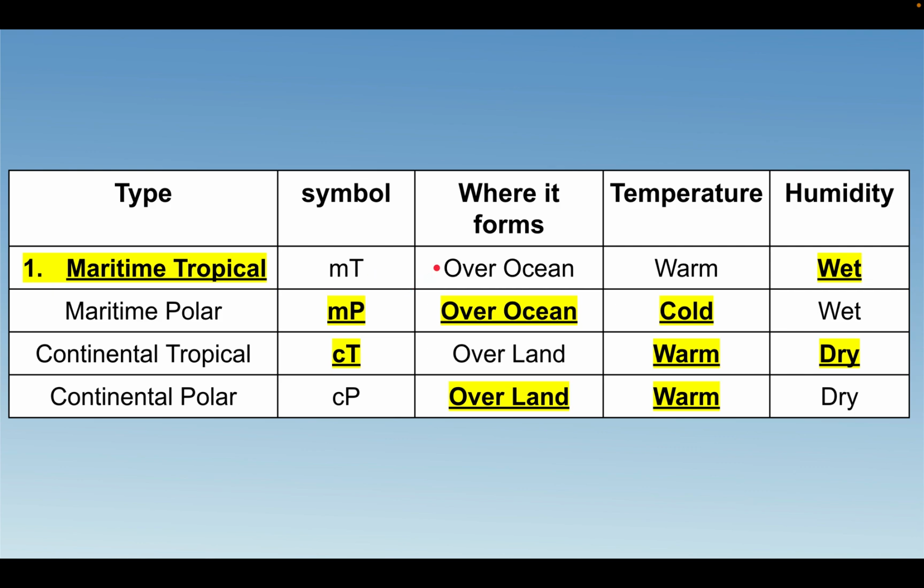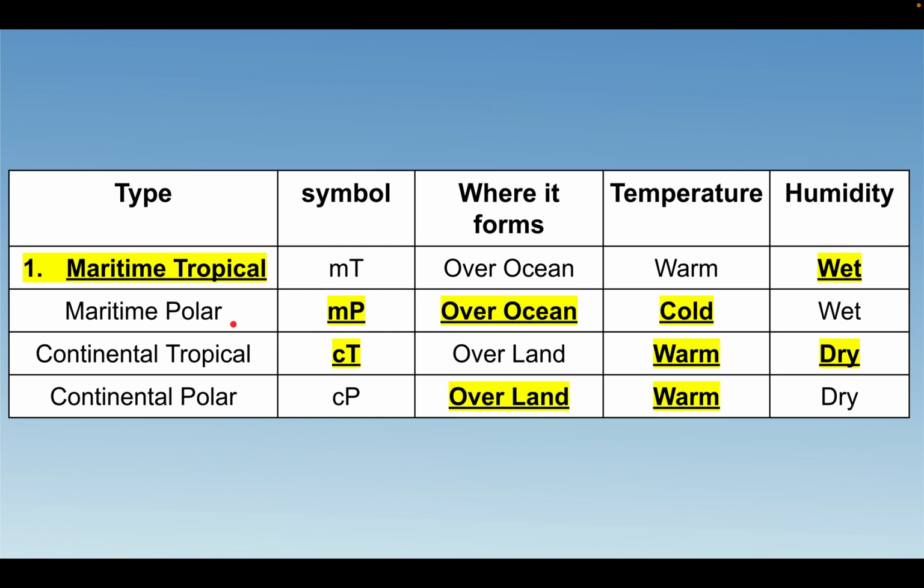As we know, maritime air masses form over the ocean. And that T here represents tropical, so we know the temperature is warm. And the humidity, because it is forming over the ocean, we are going to have a wet air mass. All right, so that's what you're putting for the first one.